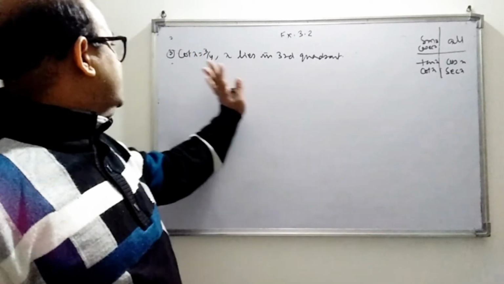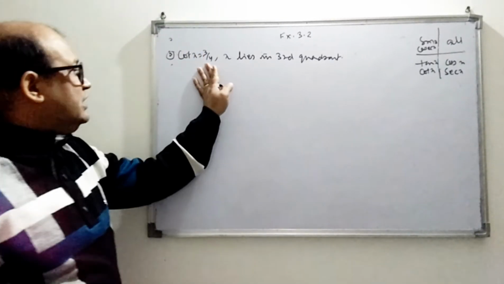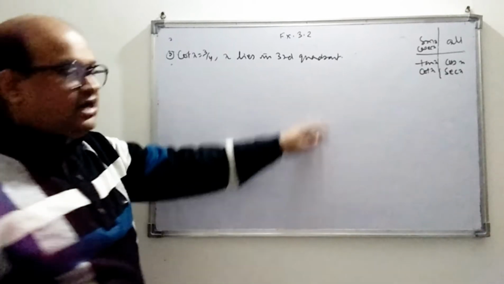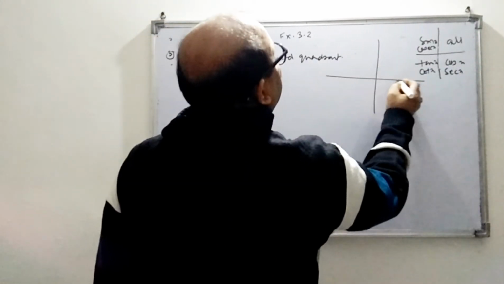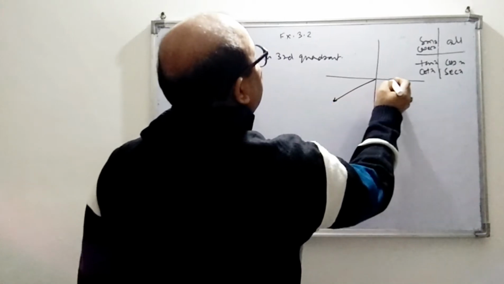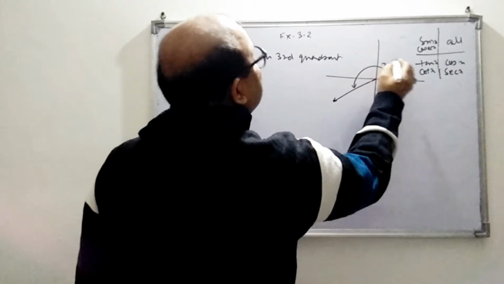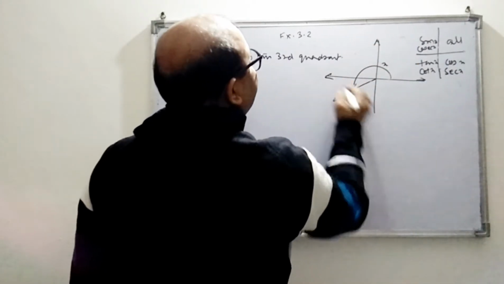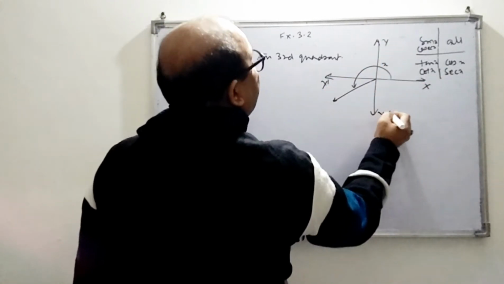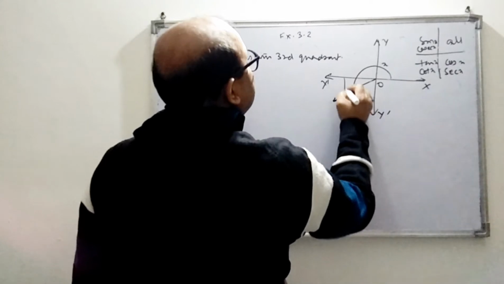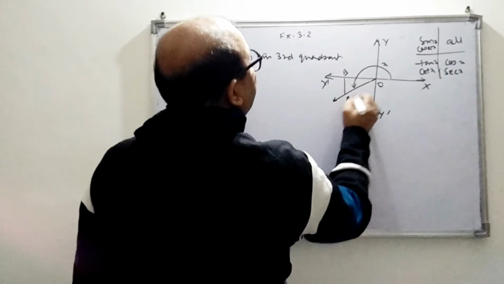Now next question is the third question. Cot x equal to 3 by 4, where x lies in the third quadrant. So draw it. This is the third quadrant, x lies in it. X, x dash, y, y dash. This is the third quadrant.